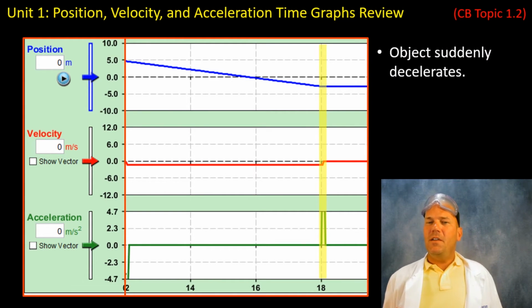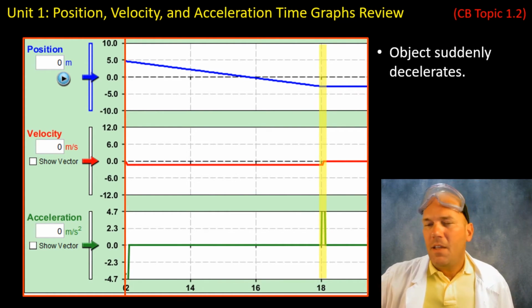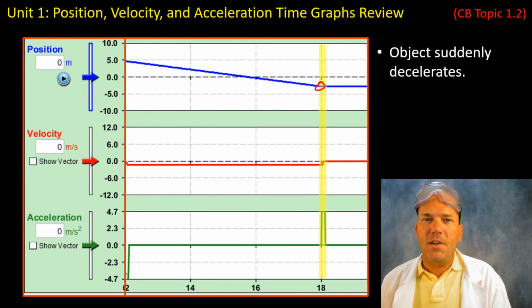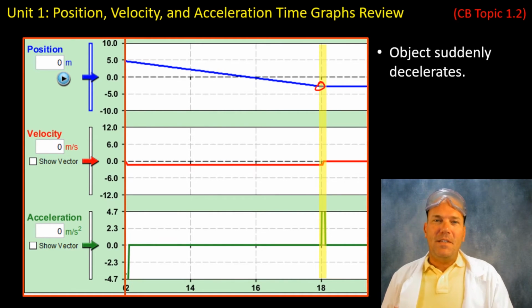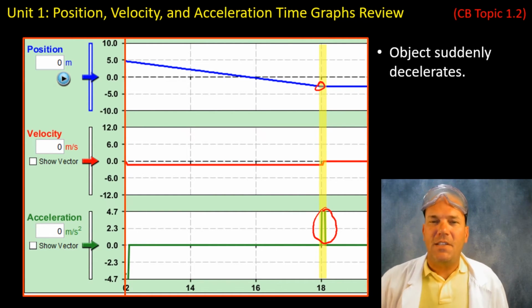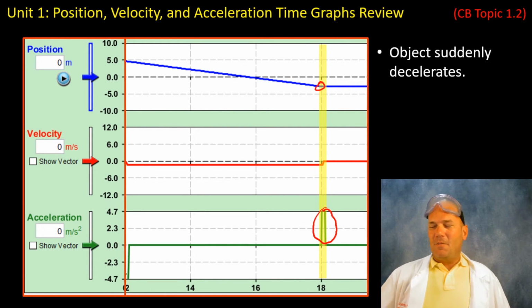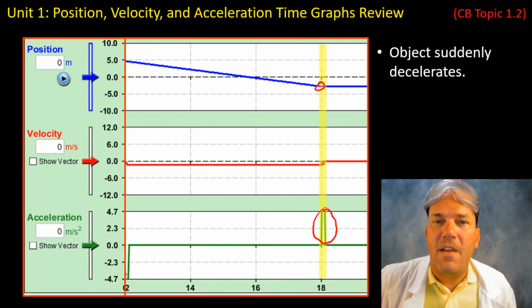What's occurring here? Well, the object suddenly decelerates. It's moving to the left, then it stops. If it's moving to the left in the negative direction and it slows abruptly to a stop, then that means the direction of the acceleration must be positive. And again, it's an extreme acceleration event. It's off the chart here. And we see the object's velocity very suddenly goes to 0.